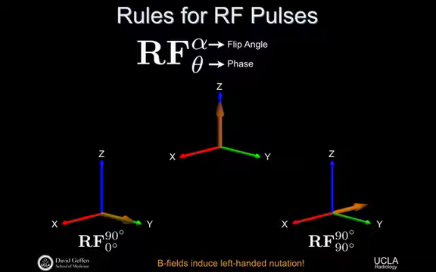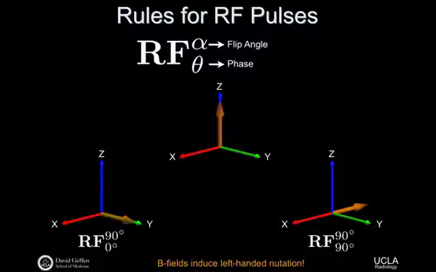Take as the initial condition that your bulk magnetization points along the z-axis. Now we have to use our left hand, the left-hand rule, for what a B1 field does to a spin system. By definition, 0 degrees means your thumb points along x. That is the 0-degree phase axis, if you will, and the B1 field is going to curl around your thumb. So if it's a 90-degree pulse and my thumb's along x, the left-handed rotation brings the magnetization down along the y-axis. Good?